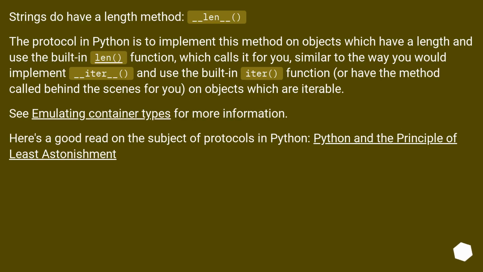Strings do have a length method, __len__. The protocol in Python is to implement this method on objects which have a length and use the built-in len function, which calls it for you, similar to the way you would implement __iter__ and use the built-in iter function, or have the method called behind the scenes for you on objects which are iterable. See emulating container types for more information.